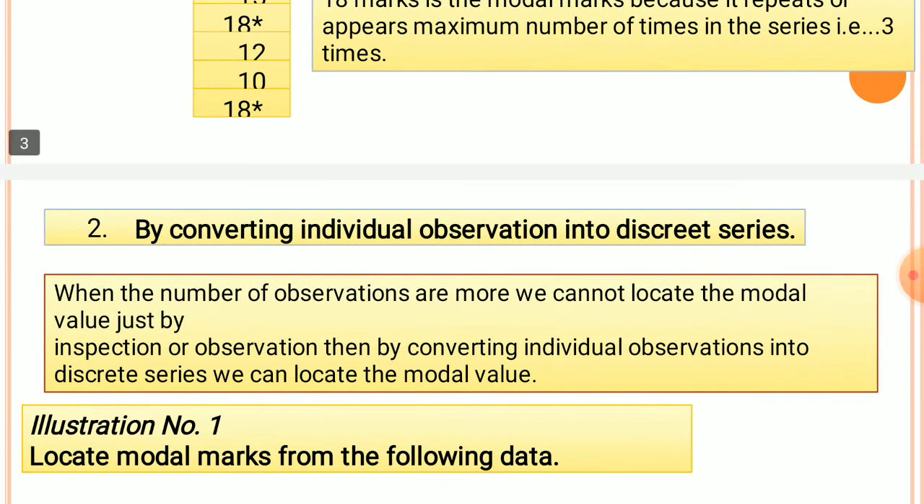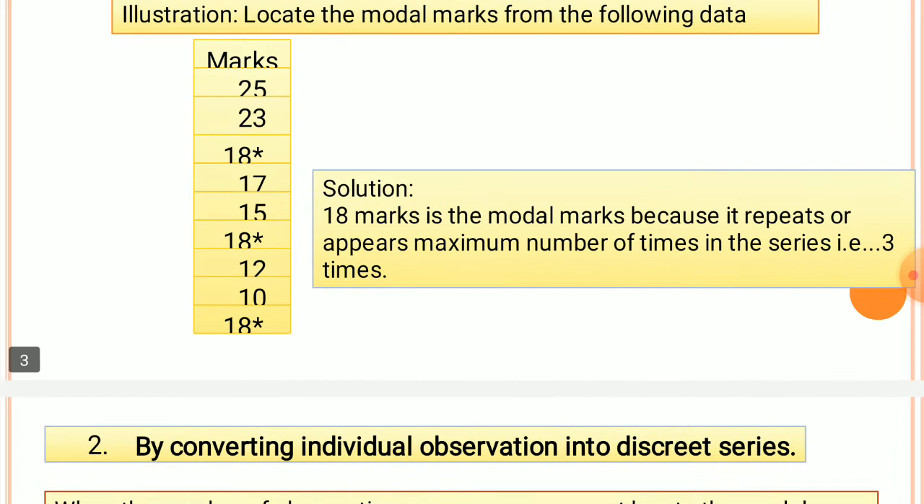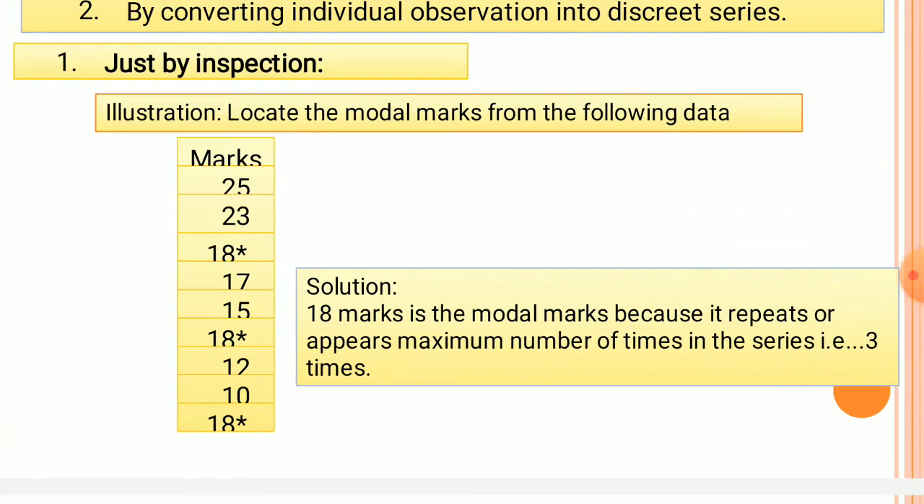One thing we have to discuss: if only one item has repeated more number of times, that type of mode is called unimodal. And if there are two values or items which have repeated the same, highest number of times, then that type of mode is called bimodal.